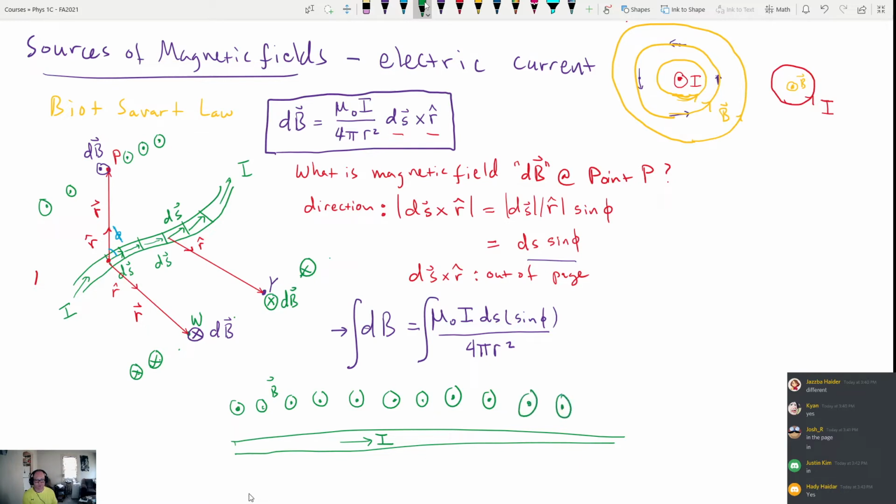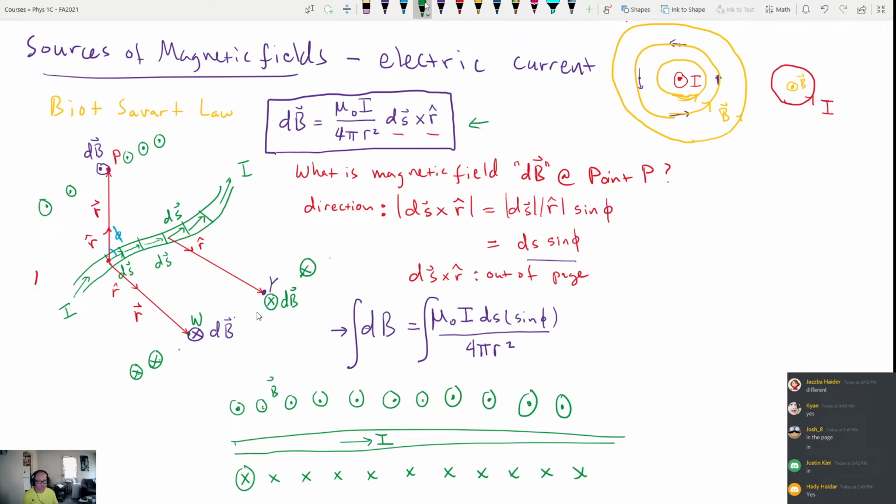And on the right side of the wire, the magnetic field is going to be going in. I don't need to put circles around these, I can just put X's. And effectively, that's what this equation says. It's a very complicated equation. We're going to do some examples with it.